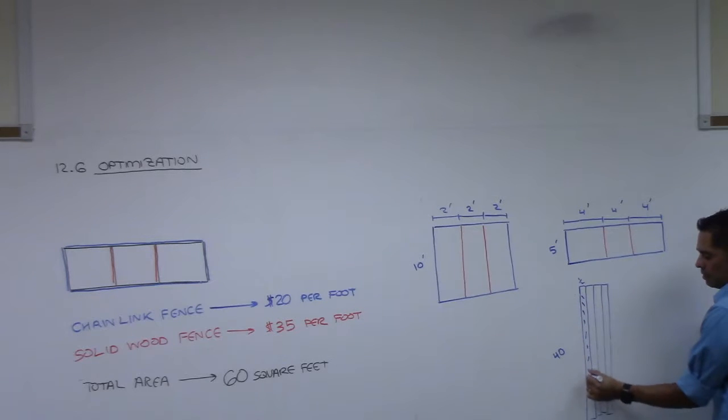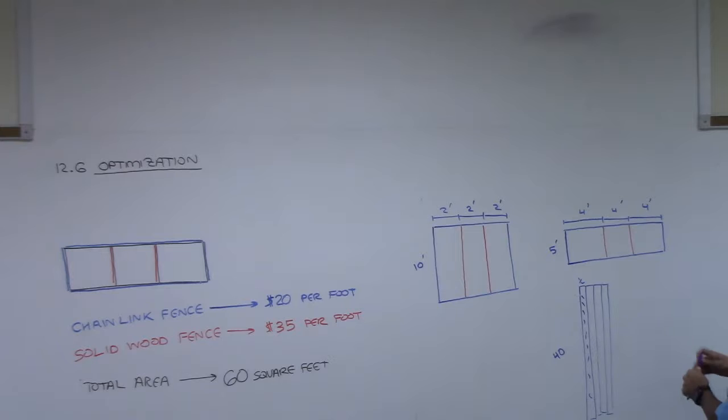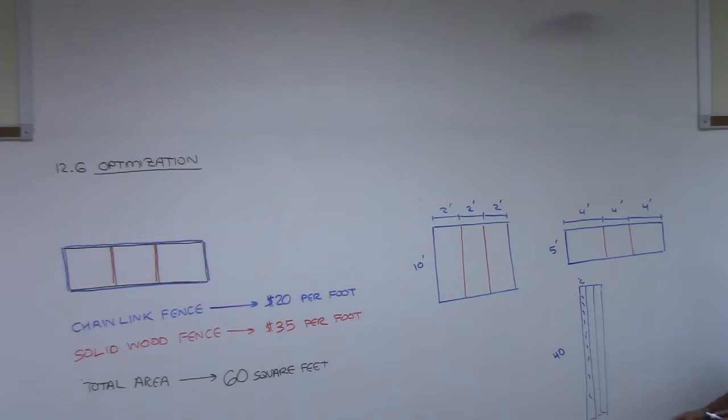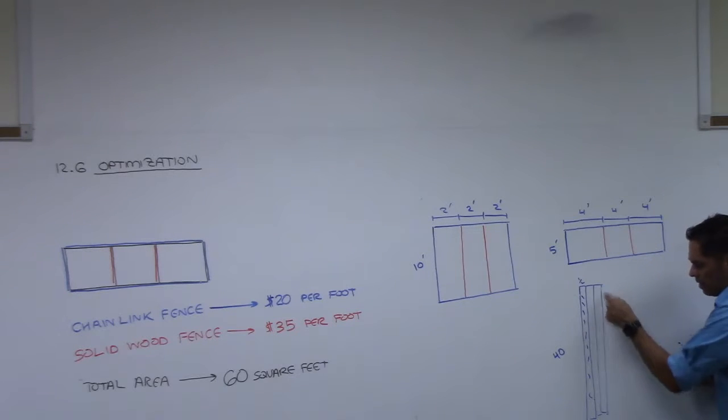This one right here. 40 times a half, that'd be 20. Did I get too many pins there? I did too many pins, sorry. But look at how much fence I'm using here. Look at how much fence is from here to here.